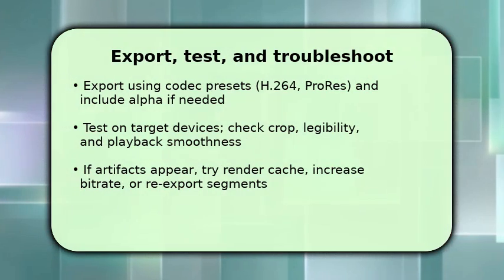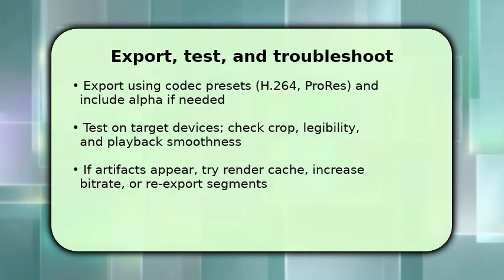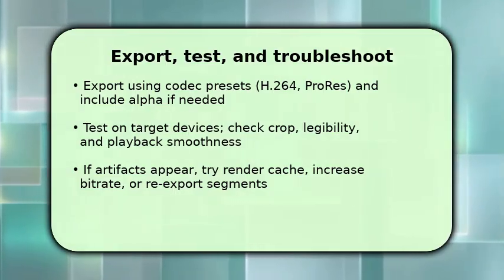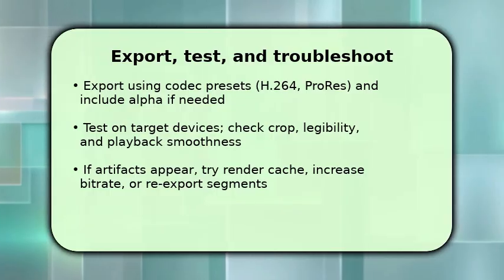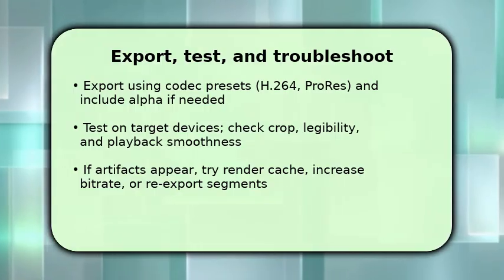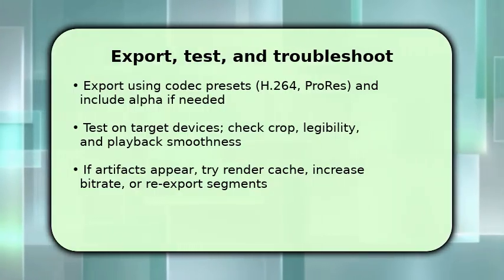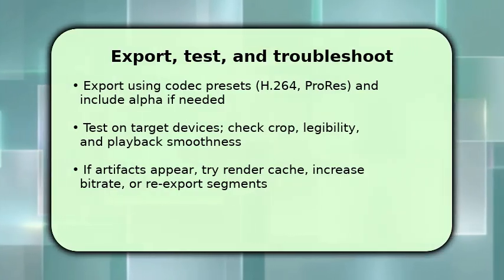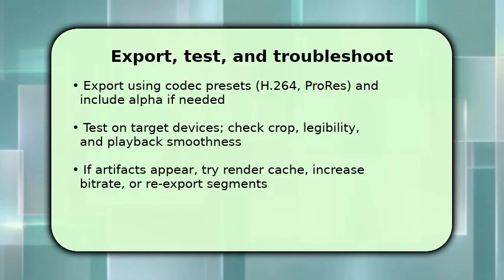Finish by exporting with the right codec and settings for your platform. Use alpha channels for overlays and higher bitrates for archival masters. You should test the final files on phones, TV, and web players to verify crop and legibility. If playback shows stutter, artifacts, or missing fonts, clear render caches, bump bitrate, or re-render problem segments.